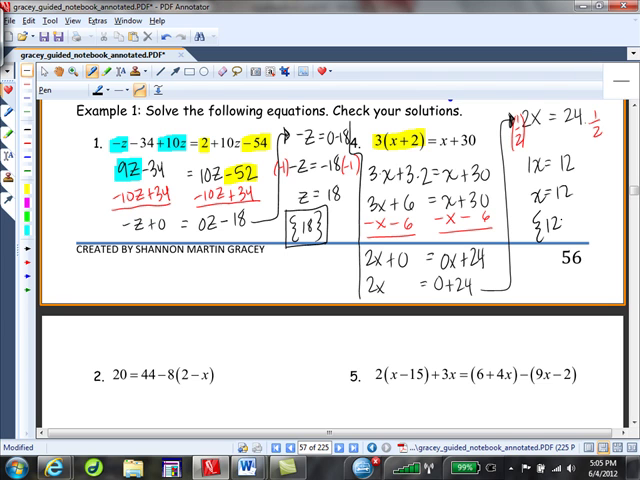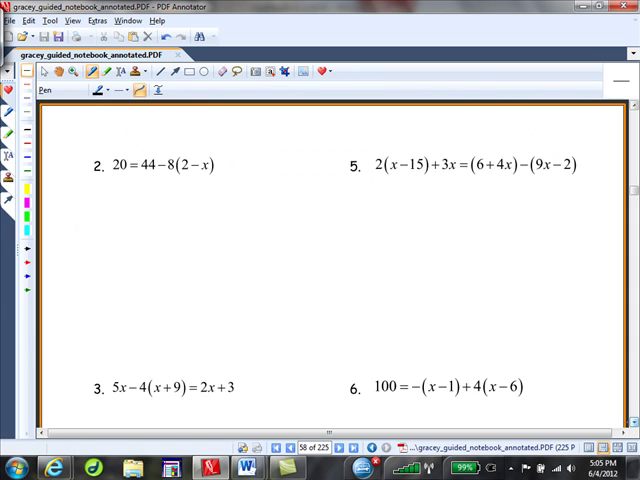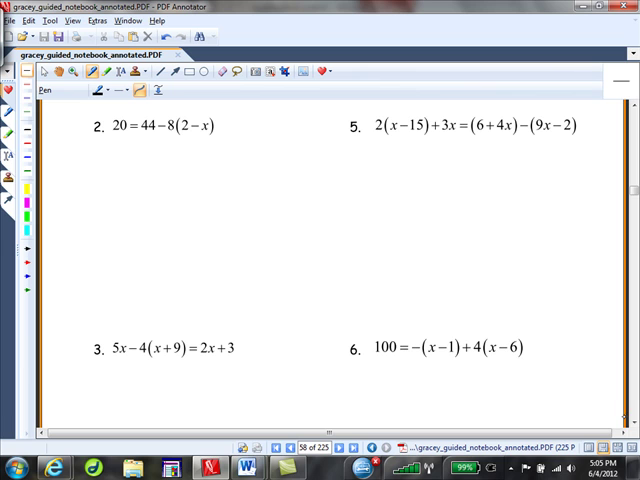That was times that. And x is 12. How are we doing so far? Good. Alrighty, scrolling down. Number 2, again, we need to apply the distributive law.